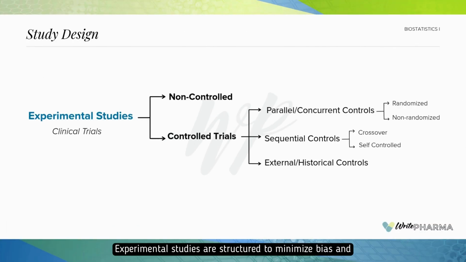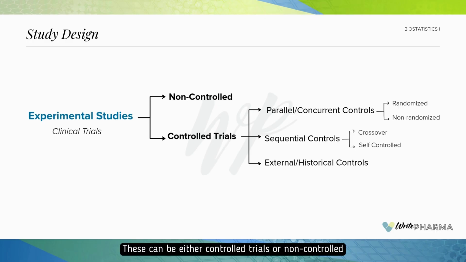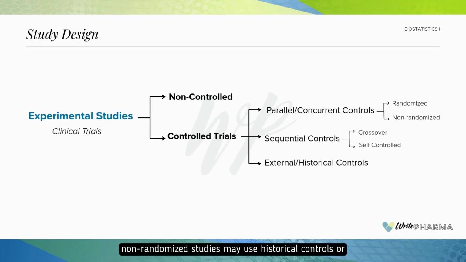Experimental studies are structured to minimize bias and isolate the effect of an intervention. These can be either controlled trials or non-controlled trials. Within the controlled category, further distinctions exist based on how comparison groups are selected. In a randomized controlled trial, or RCT, patients are randomly assigned to treatment or control groups, thereby reducing selection bias. By contrast, non-randomized studies may use historical controls or self-controlled designs, which can introduce confounding.